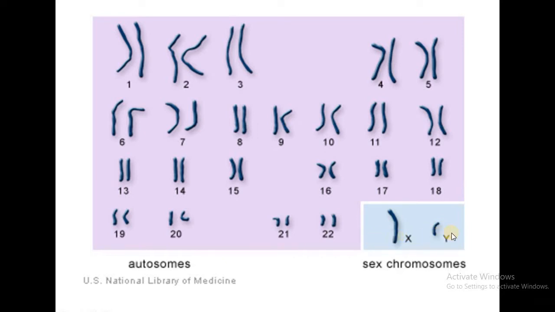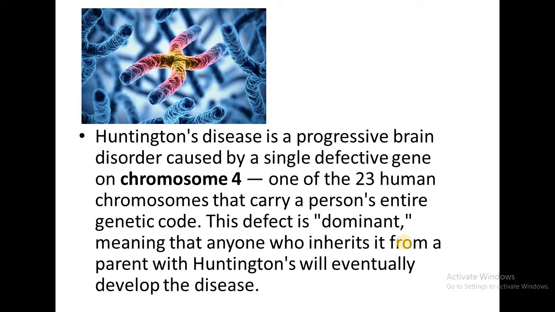If they have XX chromosomes, then it will be a female, and if they have XY chromosomes, then it will be a male individual. And here dominant means that one copy of the mutation is needed in order to be effective. Some autosomal dominant traits that individuals may be familiar with are neurofibromatosis.